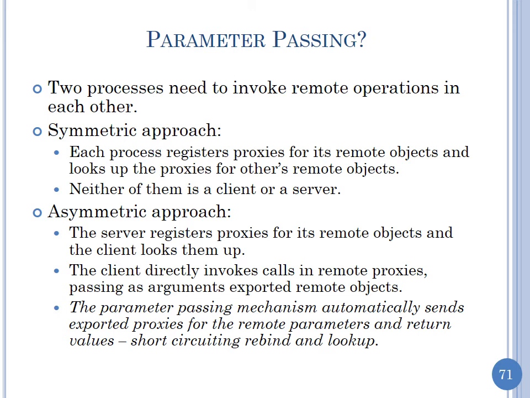Okay, so we now kind of understand the general approach I talked about earlier. And I want to now focus on what I have in italics, where I said the parameter passing mechanism automatically sends exported proxies for the remote parameters and return values. Short-circuiting, rebind, and lookup. Okay, let's just focus on this a little bit and try to understand this. What's going on underneath, and how does this relate to anything we know earlier?